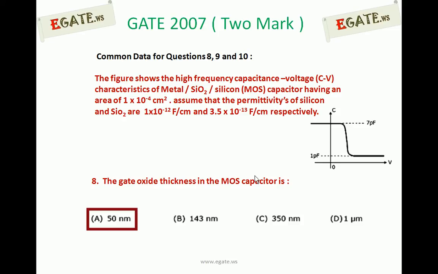So from this plot we are going to calculate the gate oxide thickness. First of all, we have to study something about the capacitance voltage plot of a MOS capacitor. Then we can solve this problem. So we'll look into the details now.